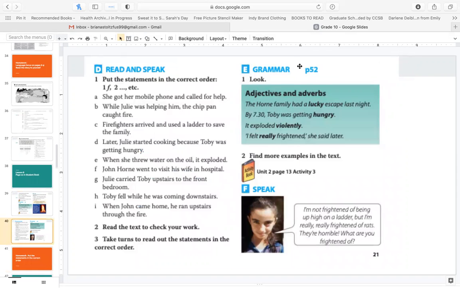Let's look at part D. Here, we will put these statements in the correct order. Let's think about the story that just happened. What happened first?